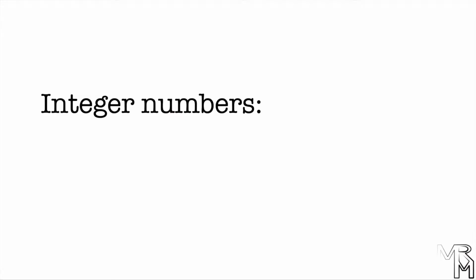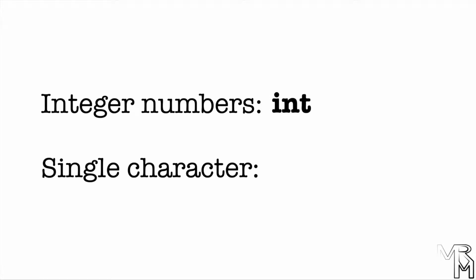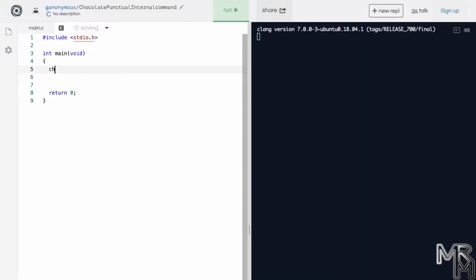You might remember from the previous video that to store an integer number in C, we need to use a variable of the type int. To store a single character, we use a variable of the type char. Let's declare a variable of the type char and name it C. We can assign values to char variables. When assigning a character to a char variable, we must enclose the character in single quotation marks. Let's assign the variable C the letter A.